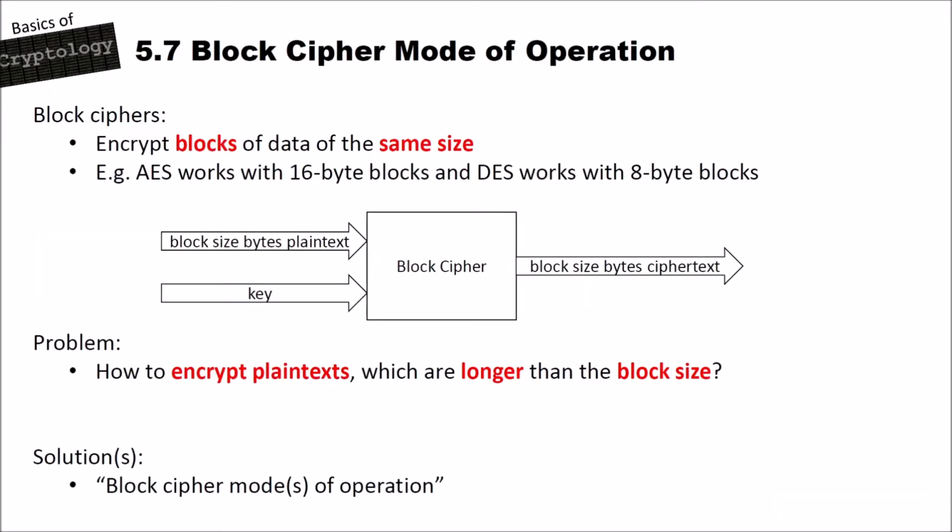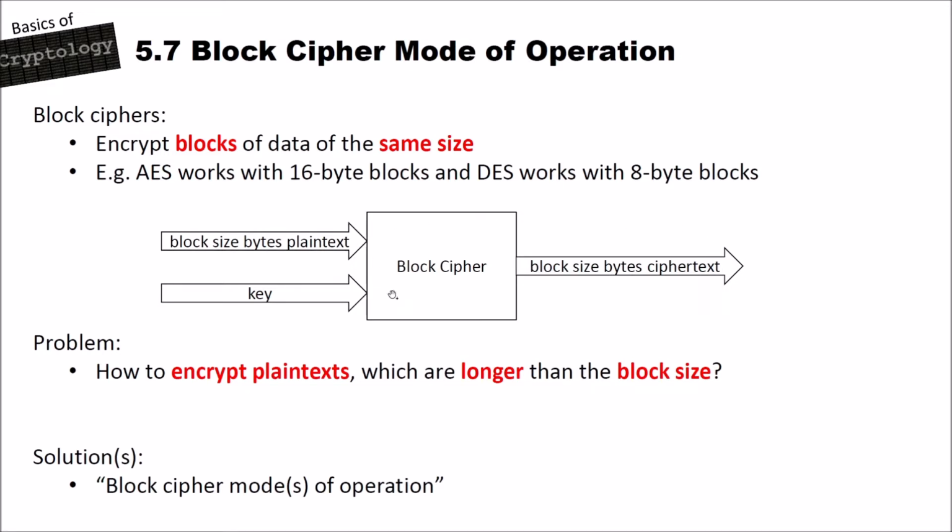What is a block cipher mode of operation? First of all, let's remember what a block cipher is. A block cipher encrypts blocks of data of the same size. For instance, AES works with 16-byte blocks and DES works with 8-byte blocks. So the plaintext that goes into the cipher here has block size bytes, so for instance 16 bytes for AES. Then of course we have the key that goes into our block cipher, and then we get as an output the block size bytes ciphertext.